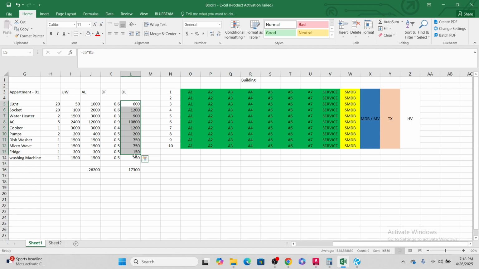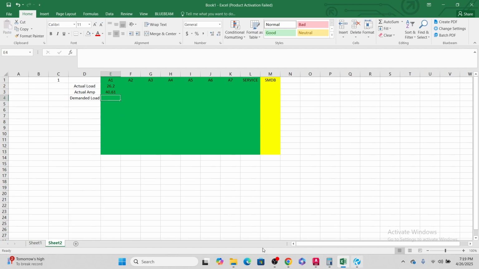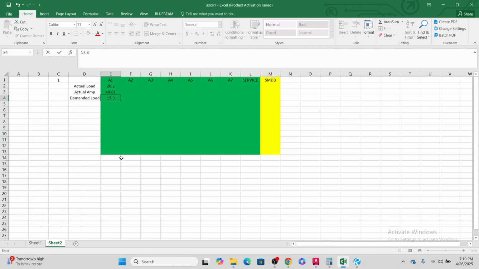Why are we calculating this one? Because every wiring device, everything we will not use 24 hours. So my demanded load is 17.3. So this ampere, if we calculate with the demanded load, how much will it come? Equal this one into 1.55. So amp from DL. There is a mistake I did. 1.55.